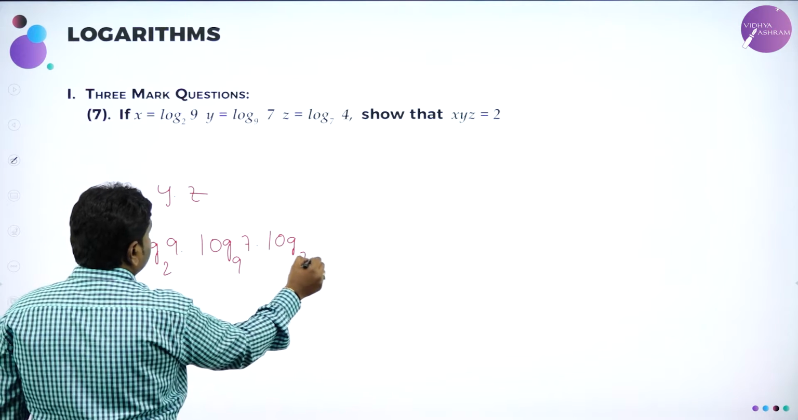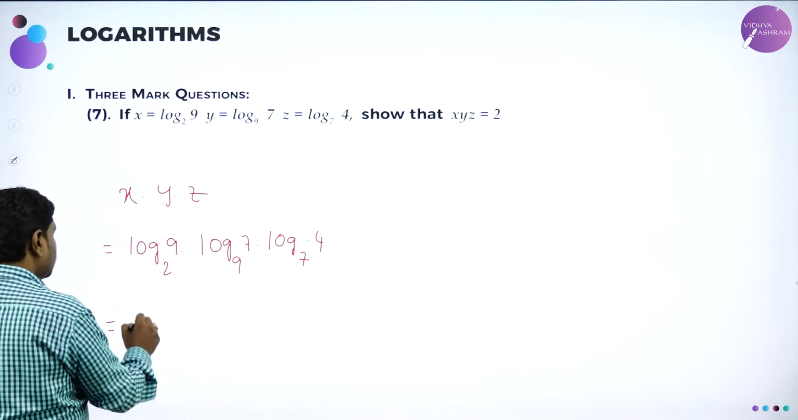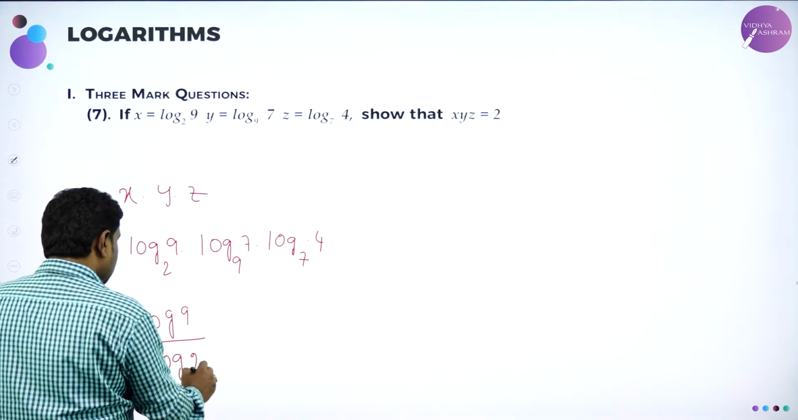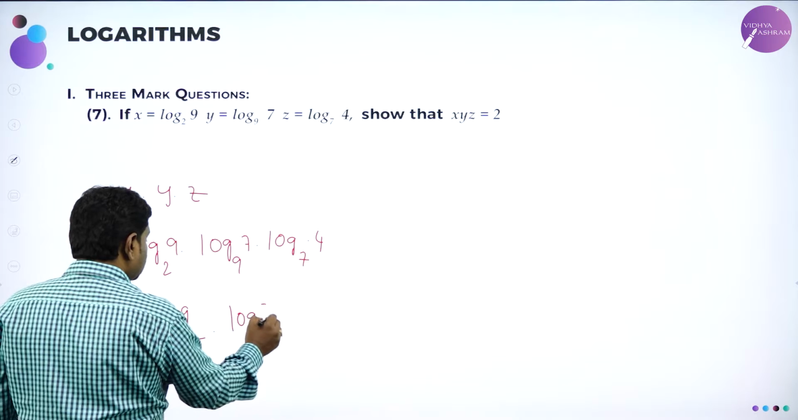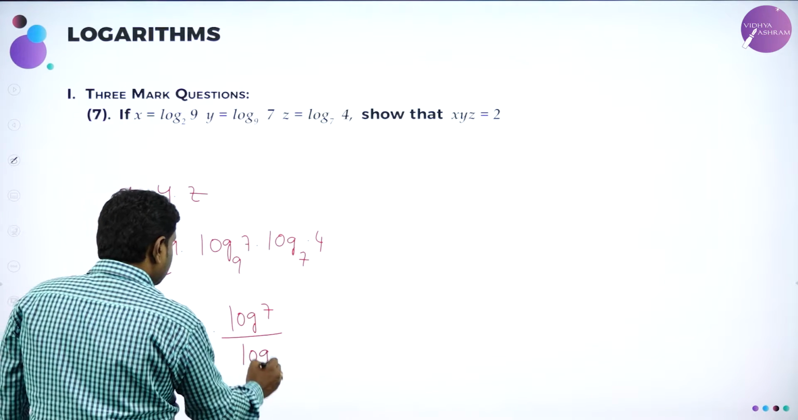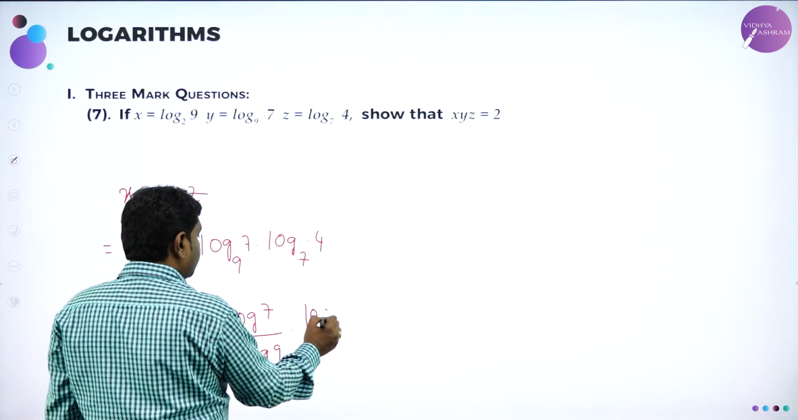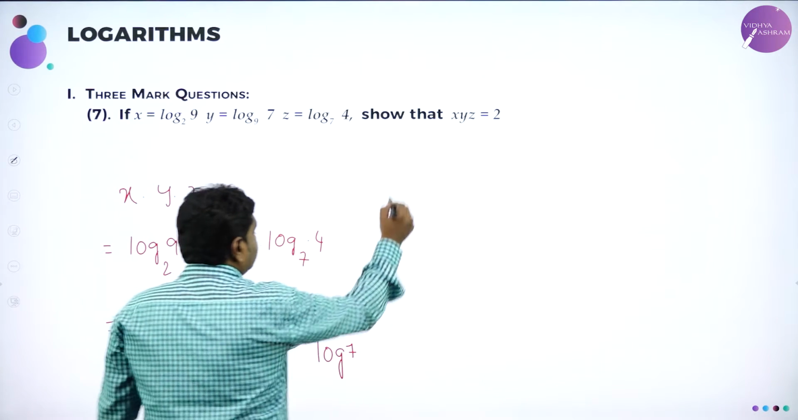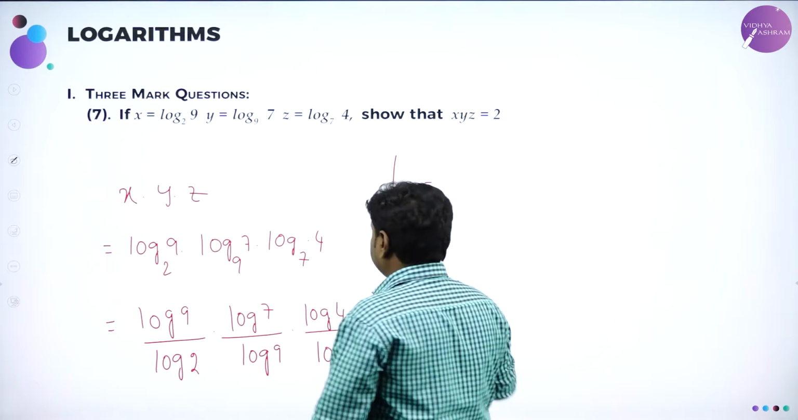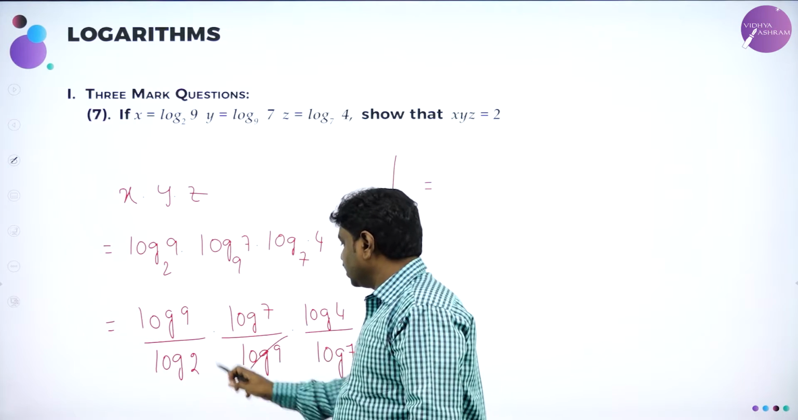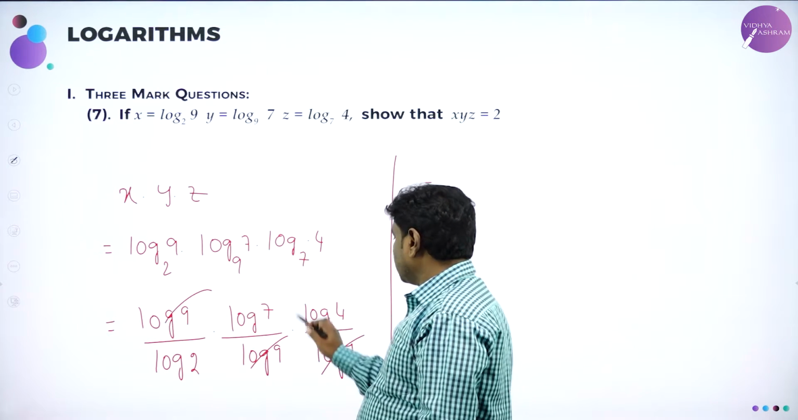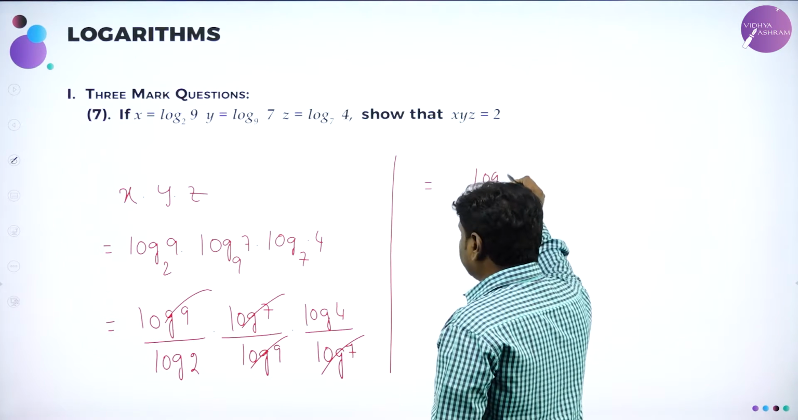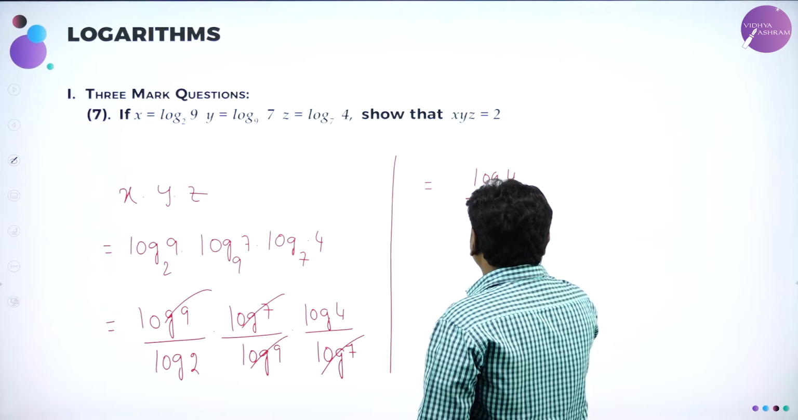What is z? Log base 7 4. Now change of base rule. Can I write it as log 9 by log 2, and further log 7 by log 9, and further I can write it as log 4 by log 7. Now simplify this. You can cancel log 9 with log 9, you can cancel log 7 with log 7, and we are left with log 4 divided by log 2.